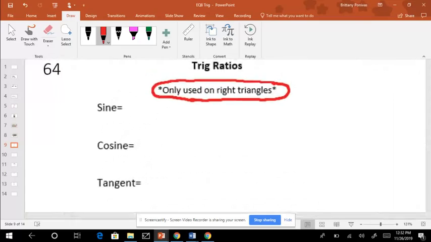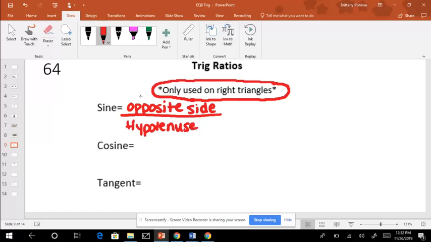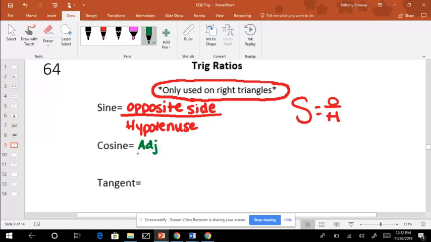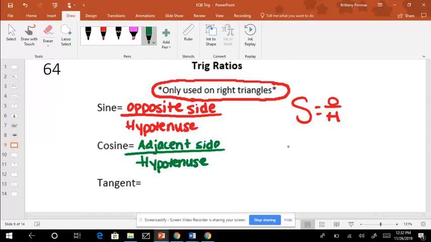You need to know that if you are using sine, you are using the opposite side of the angle over the hypotenuse. And off to the side, we're going to put S equals O over H. If you're asked to use cosine, that's going to be the adjacent side of the angle over the hypotenuse. And off to the side, we're going to put C equals A over H.